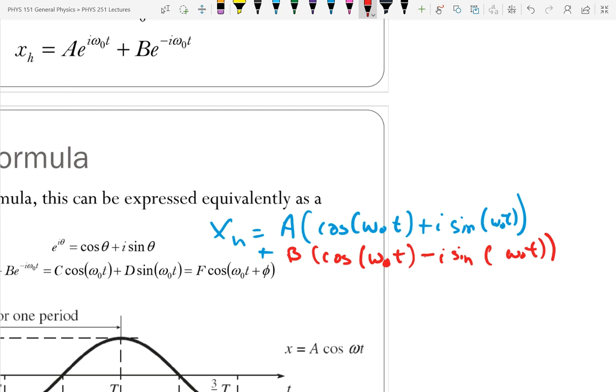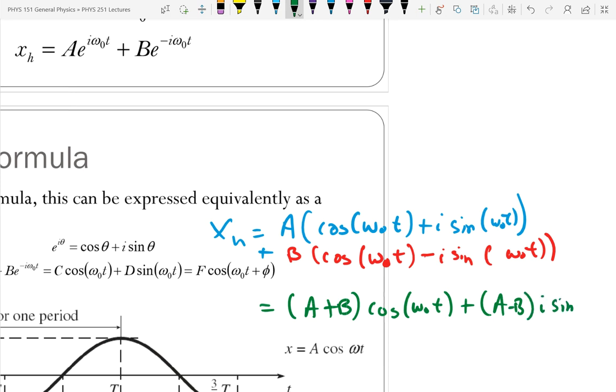But now we can see, hey, look, this is simplifiable. That's equal to (A plus B) cosine of omega 0 t plus (A minus B) i sine of omega 0 t.